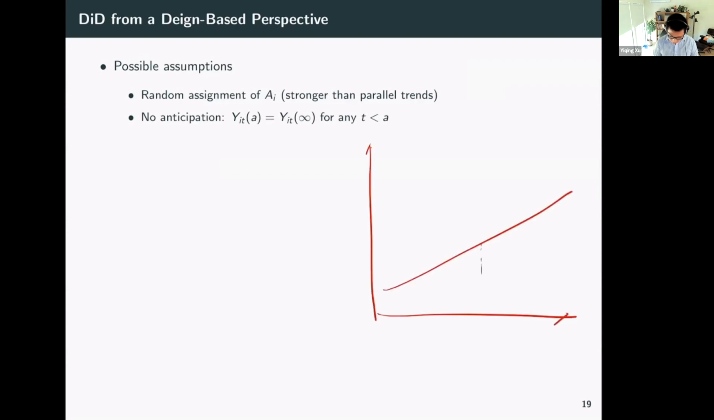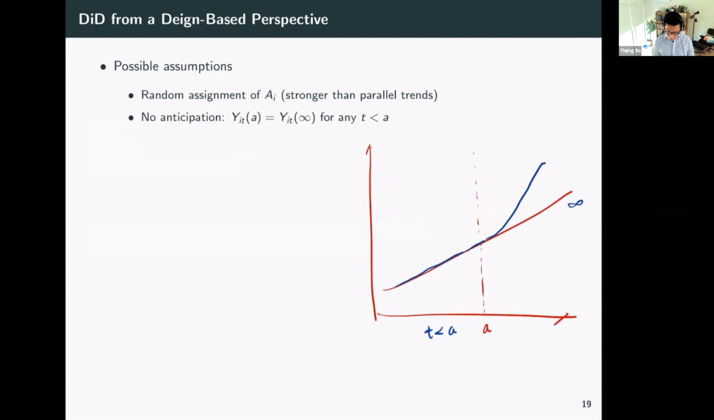So this is when my treatment. I was assigned to treatment time A, so I will get treated at time A. I have two paths. One is this red one, which is the infinity path, and another path is maybe this one. This is basically saying that for any time t smaller than A, my Y_it and these two potential outcomes are the same. There's no anticipation, right?